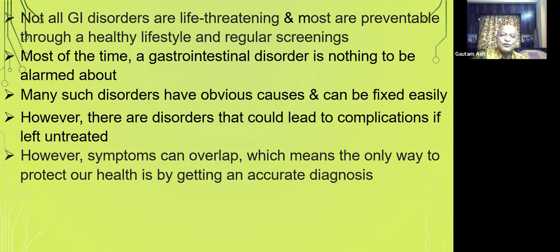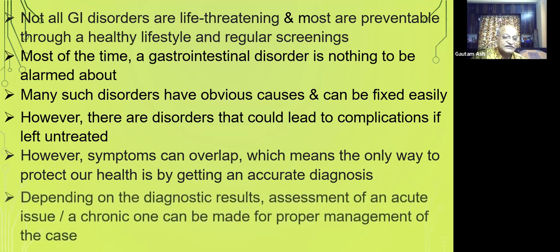However, symptoms can overlap, which means the only way to protect our health is by getting an accurate diagnosis. This diagnosis is very important. What is diagnosis? Diagnosis will give us the exact picture of the disease, the cause of the disease, the prognosis of the disease, and the future complications if we don't treat that. Therefore, accurate diagnosis is very important.